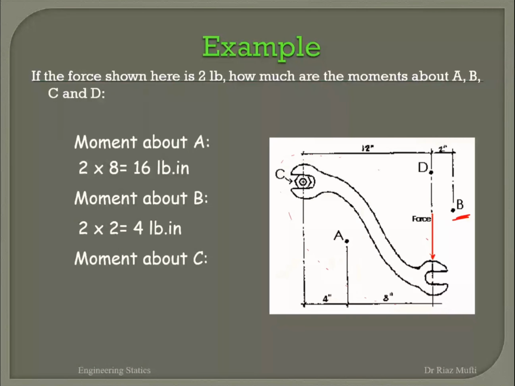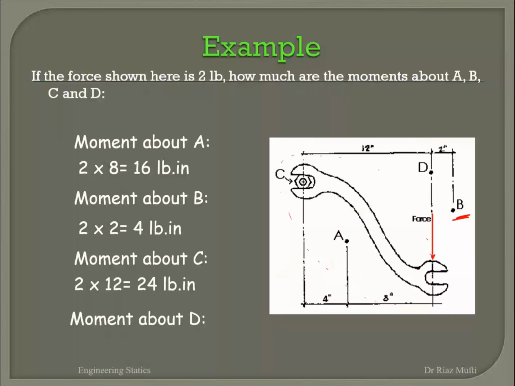What about moment at C? Negative 24 pounds. Yes. And then at D. It's 0 because D is on the line of action of force. So there's no perpendicular distance.